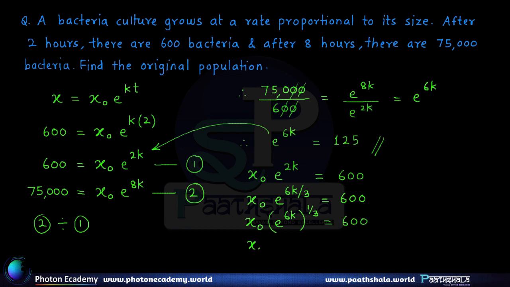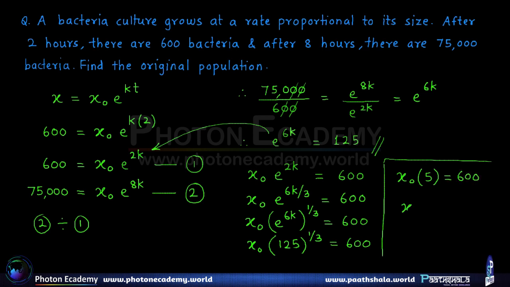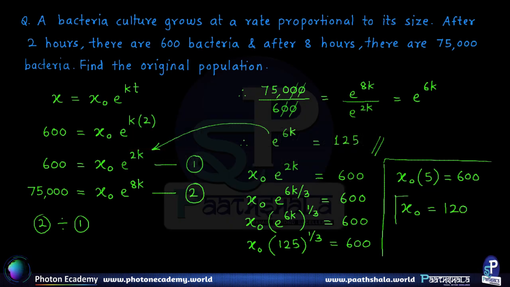So therefore x0 into, now e raised to 6k we substitute as 125, and 125 raised to 1 by 3 is the cube root of 125, which is 5. So therefore we have x0 into 5 equal to 600. Therefore clearly x0 is 120. So that's the initial population which has been asked.